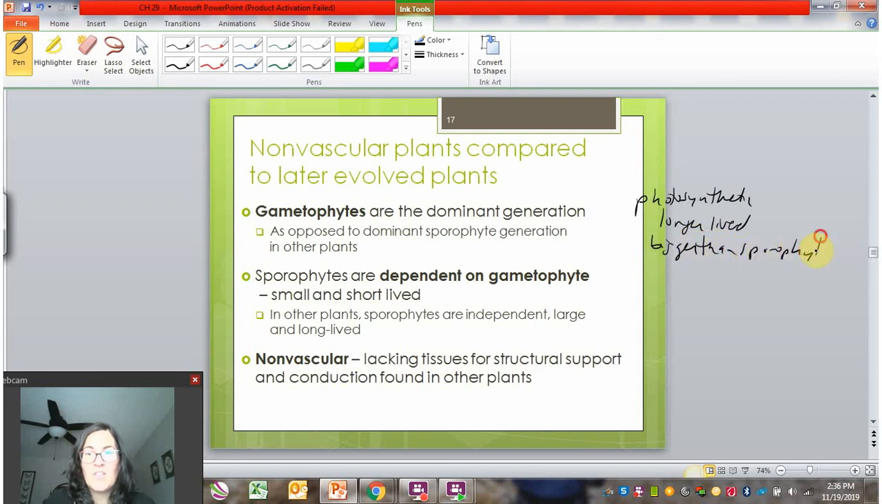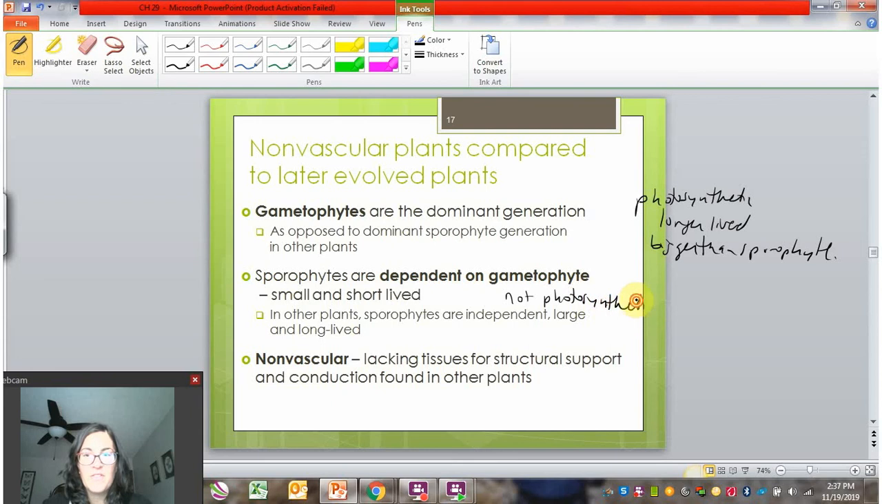In non-vascular plants, it will be the opposite. The sporophyte is dominant in all other plants. So again, sporophytes are dependent on the gametophyte. So the sporophyte is small and short-lived and has to feed off of the gametophyte. Okay, so we could say that the sporophytes are not photosynthetic.